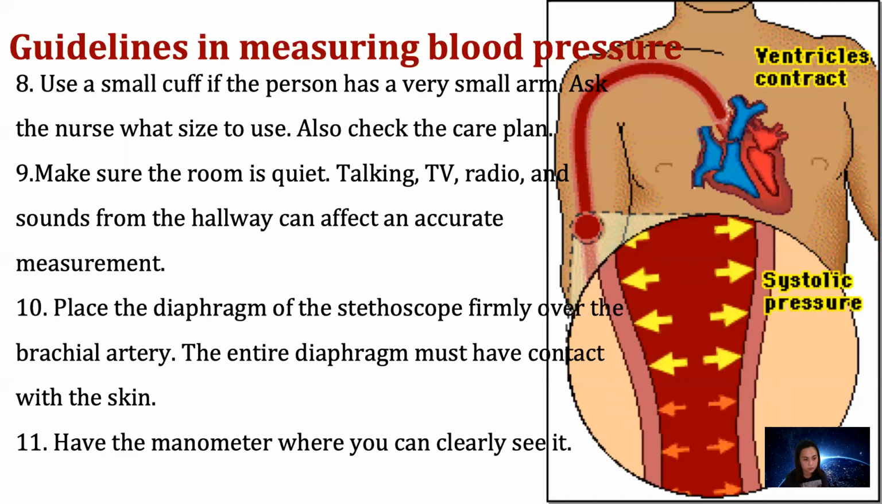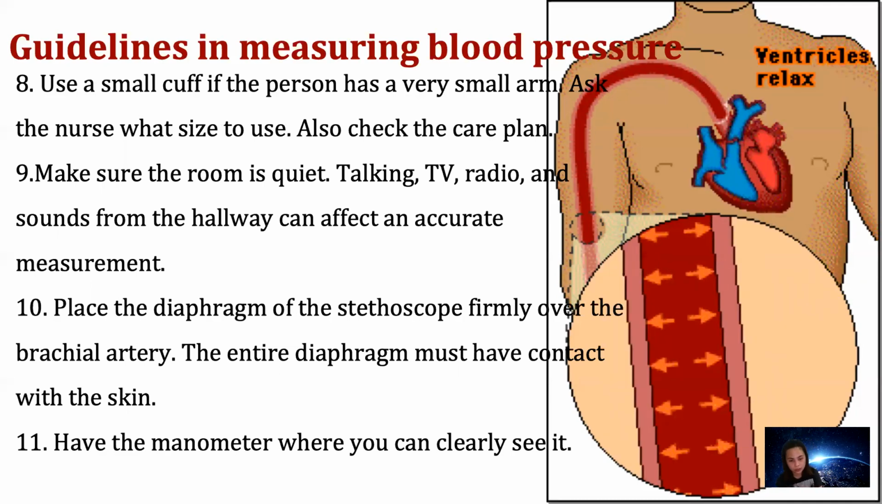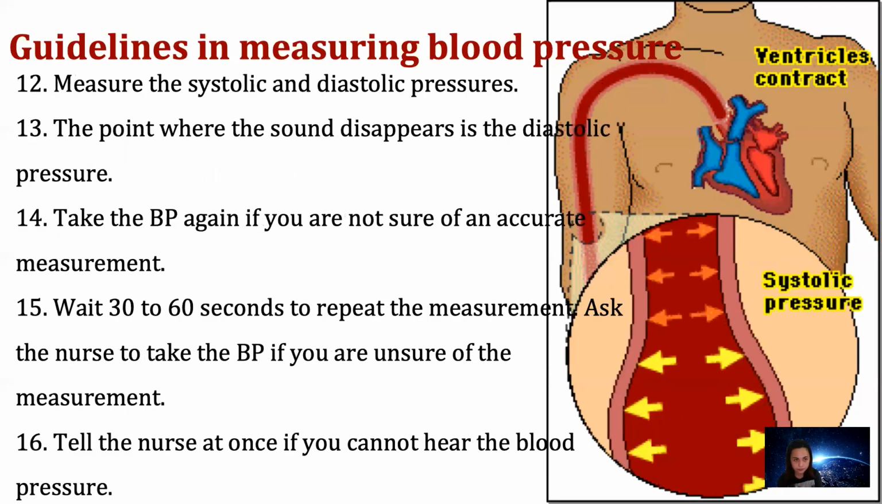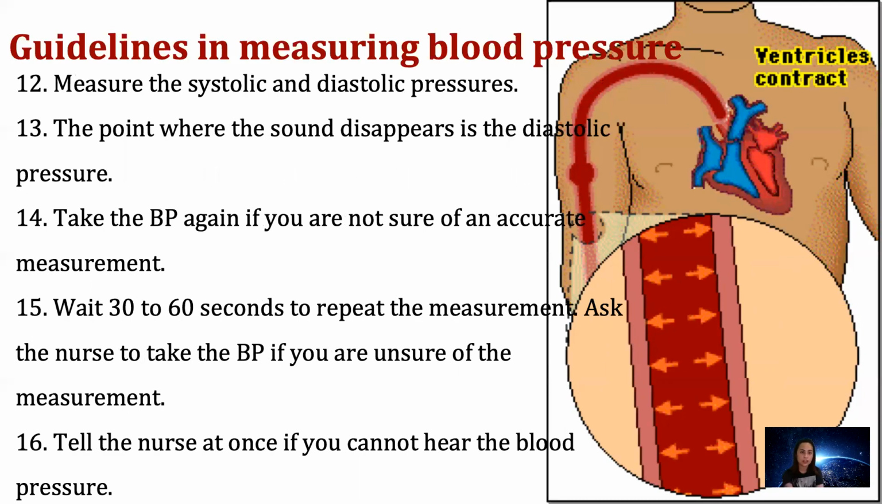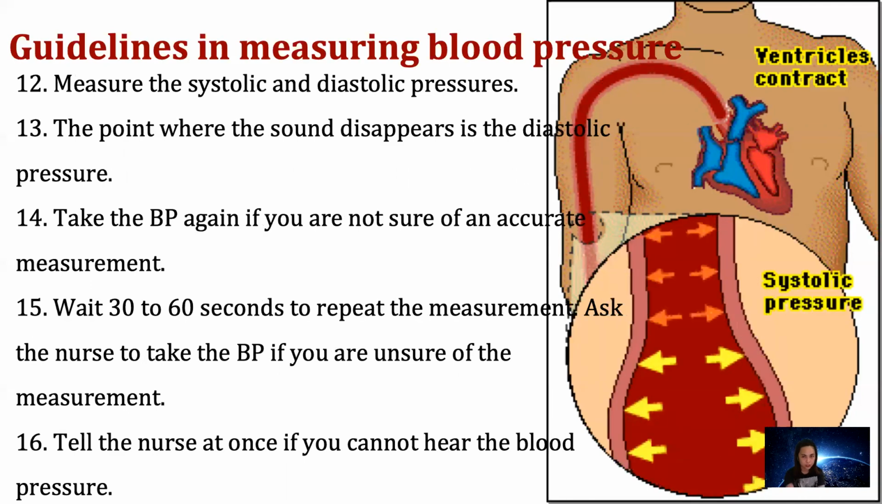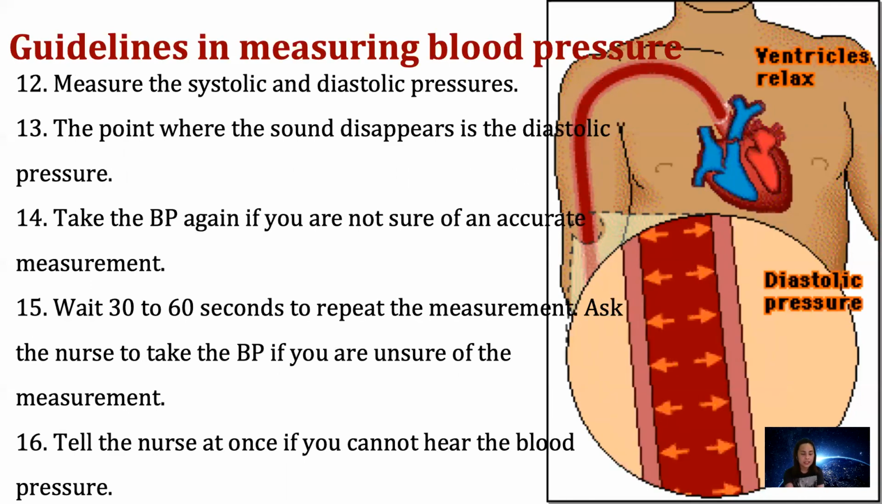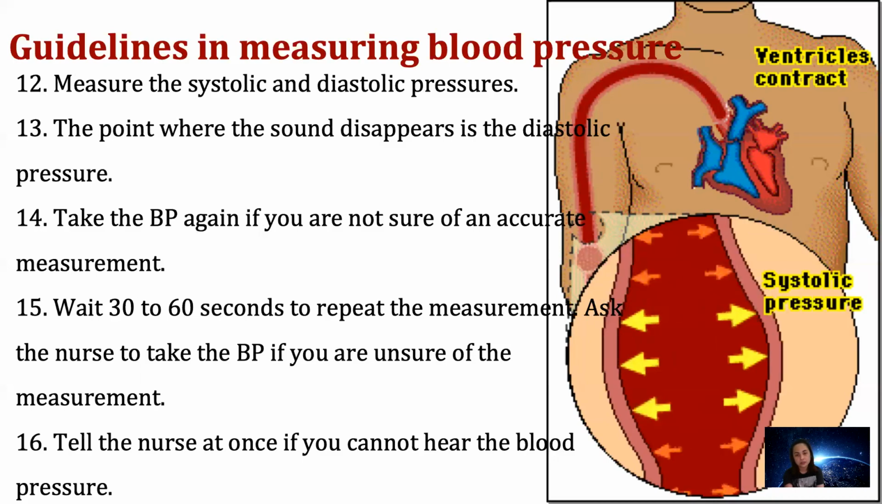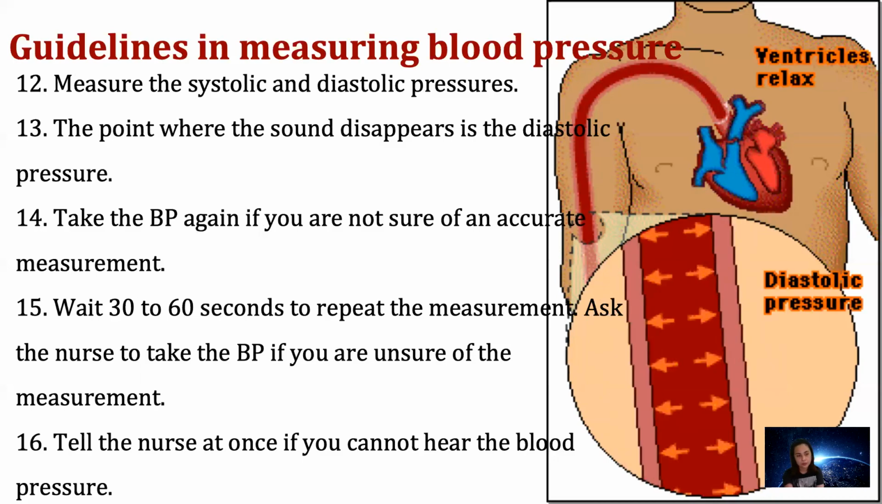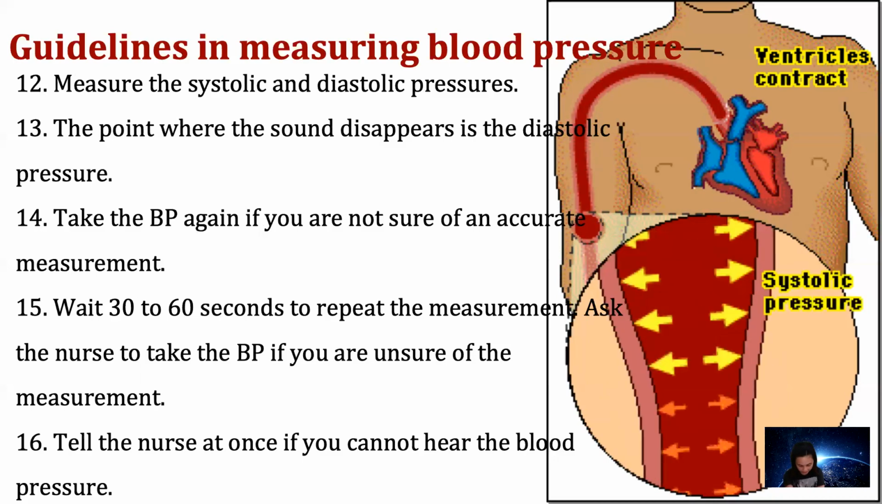Have the manometer where you can clearly see it. So it will be at eye level. Measure the systolic and diastolic pressure. The point where the sound disappears is your diastolic pressure. Then, take the BP again. If you are not sure of an accurate measurement, wait 30 to 60 seconds.